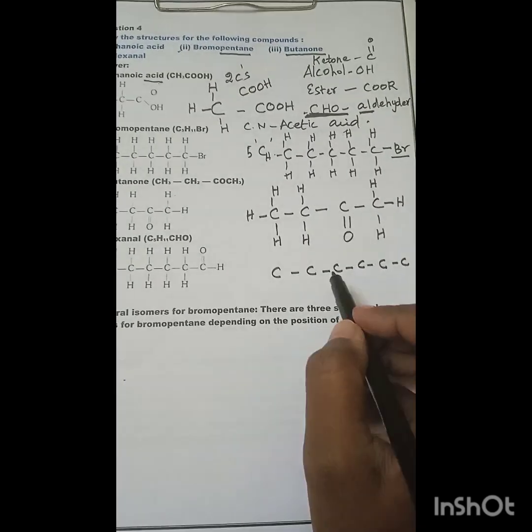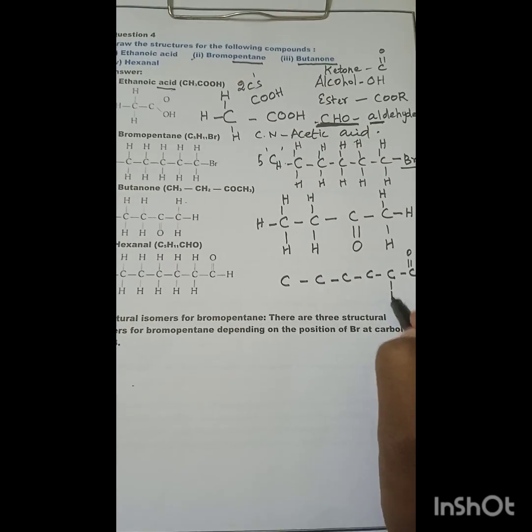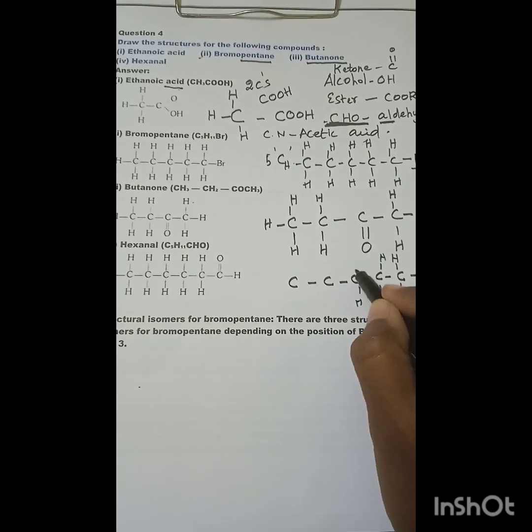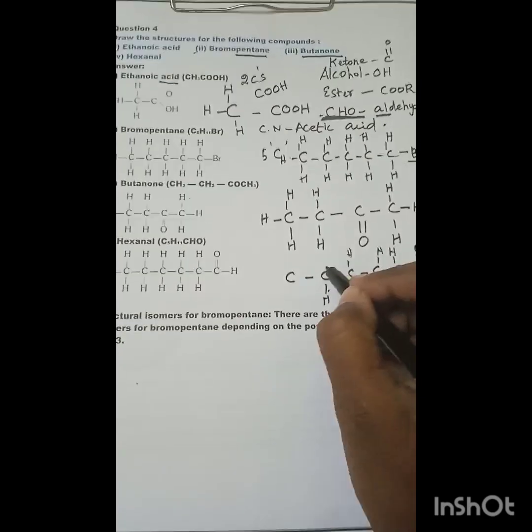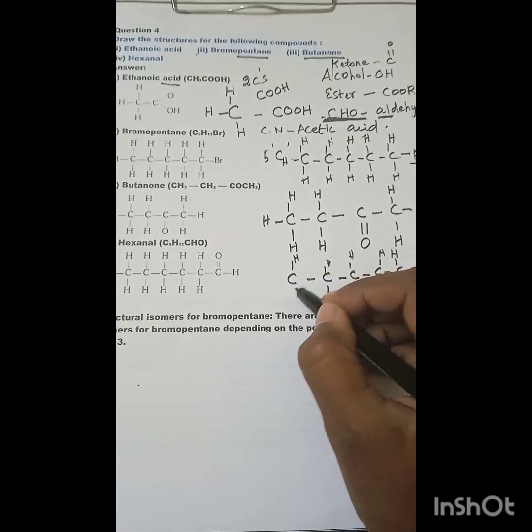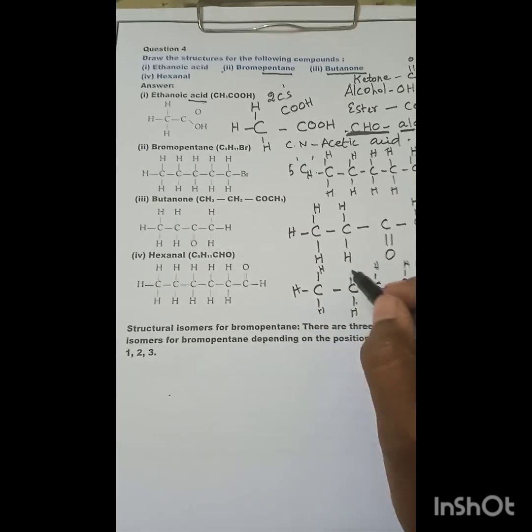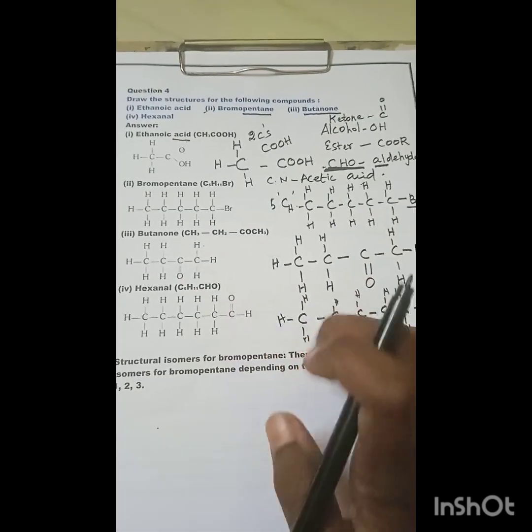Okay, hexane. Next you have to fill in the hexanal. So aldehyde group, CHO. You can write CHO, C double bond O H. Okay, next fill the hydrogens. Okay, this is hexanal. So 4 structures we have discussed. The first one is ethanoic acid, second bromopentane, third butanone, and the fourth one is hexanal.